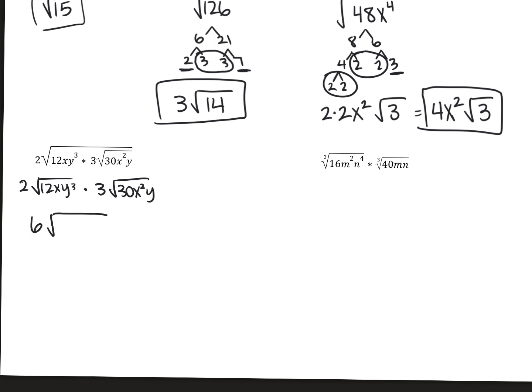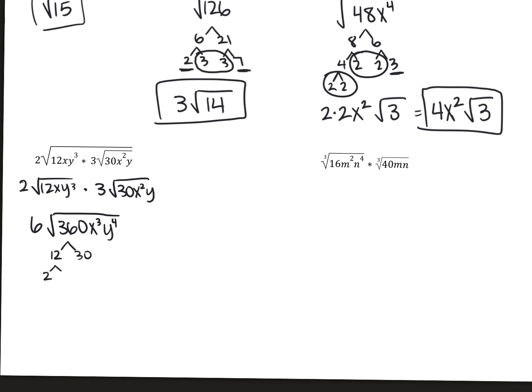Underneath the square root, 12 times 30, which is 360. X times x squared, which is x cubed. Y cubed times y, which is y to the 4th. And write down 360, which I'm going to do is 12 and 30.